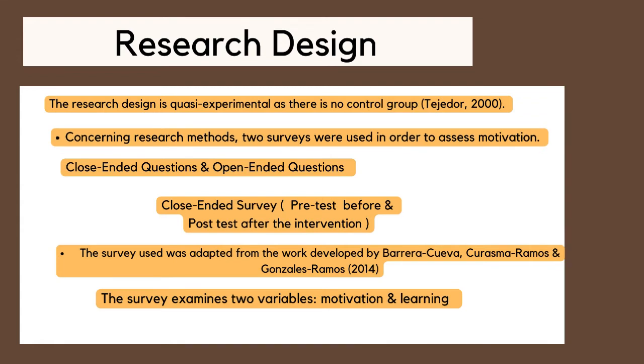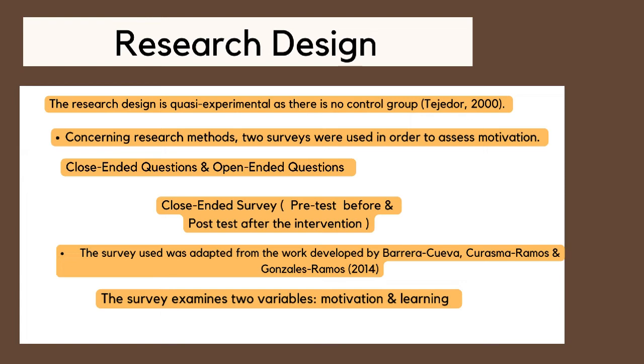Concerning the research methods, 2 surveys were used in order to assess motivation. One of them is the closed-ended survey, which was answered by all of the participants, and the other one consisted of an open-ended question, which was also answered by the participants. The closed-ended survey was used before the pre-test and after the post-test of the intervention. The survey used was adopted from the work developed by Barrera Queva, Colasma Ramos, and Gonzalez Ramos, 2014.